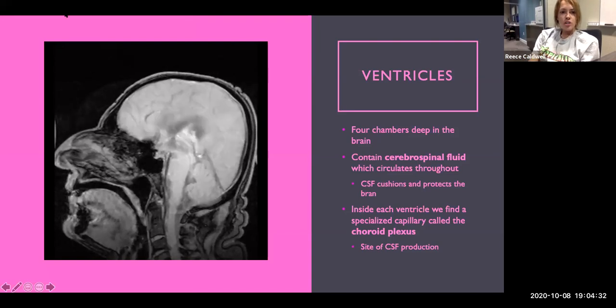We also have the ventricles of the brain. These are another structure of the brain. They are 4 chambers deep inside the brain. You can kind of see them right in there. And they contain cerebrospinal fluid, that CSF. And again, that CSF will cushion and protect the brain.